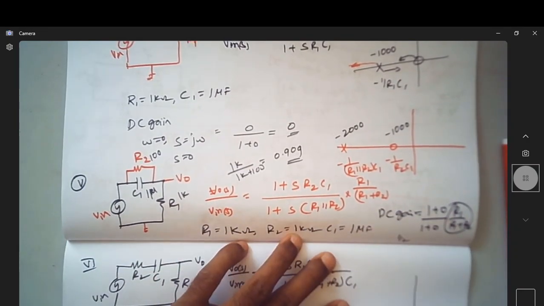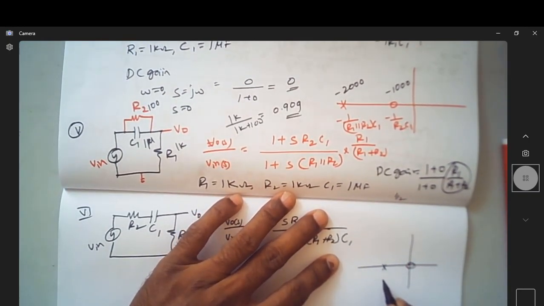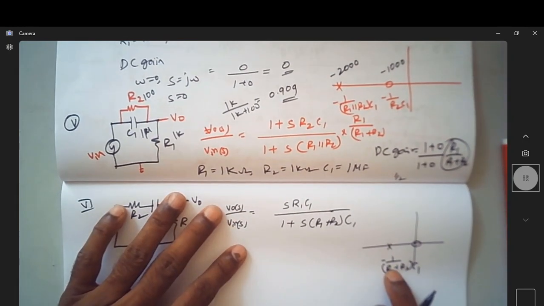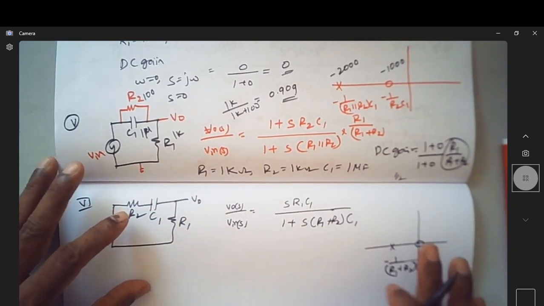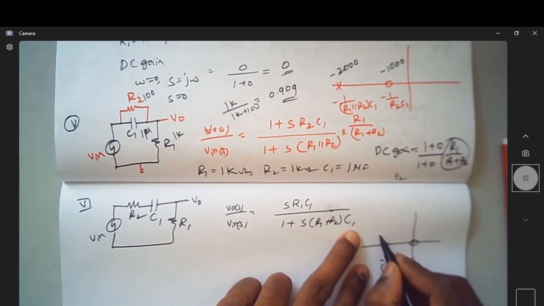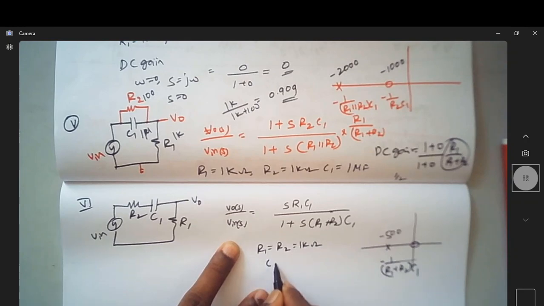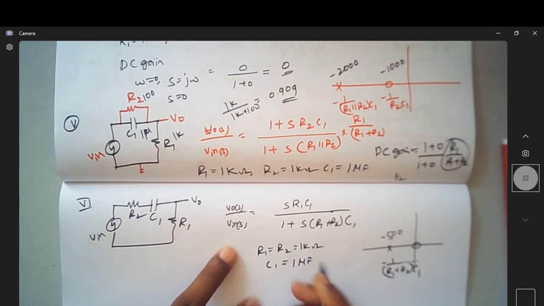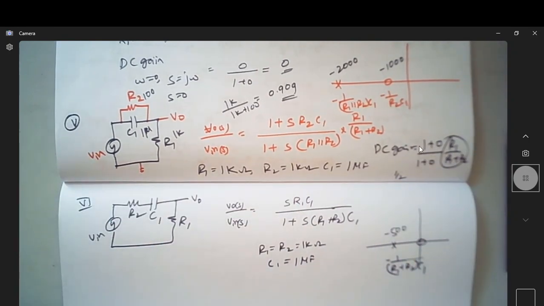So this is the zero position, and this is your pole position, which is minus 1 over (R1 plus R2) into C1. So when the denominator increases, when R1 plus R2 increases, the pole has to move towards the right side. Of course, this comes out to be minus 500 if you take R1 equal to R2 equal to 1K and C1 equal to 1 microfarad. With these values, the pole is at minus 500. The zero is still at the origin.